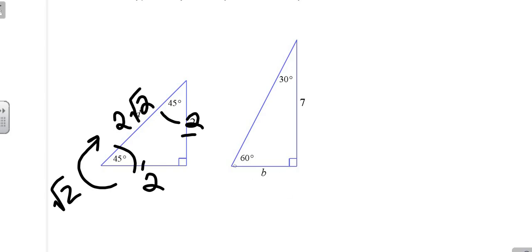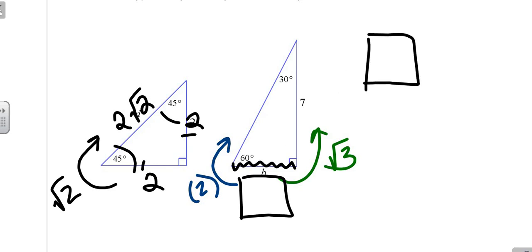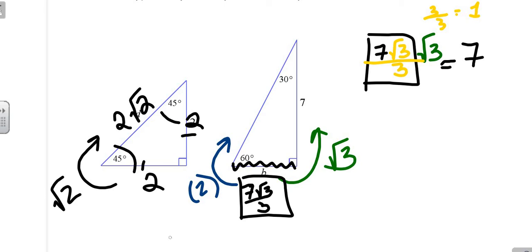This one, 30, 60, 90: short leg, short leg root 3, short leg times 2. So this reads, this is a little tricky, something times root 3 is 7. I know I need another root 3 there because that gives me 3. If I divide by 3, that'll give me a 1. You ask yourself, what times 1 is 7? 7. So the complete answer here is 7 root 3 over 3. Times 2, only the outies talk to each other, so this is 14 root 3 over 3.